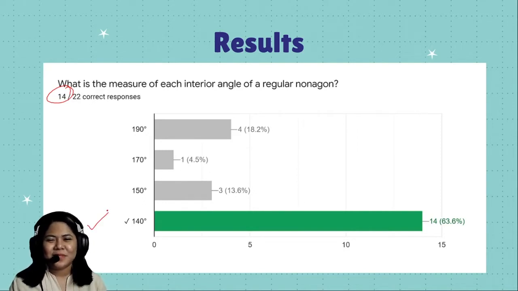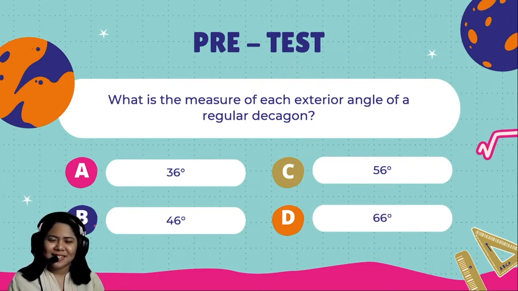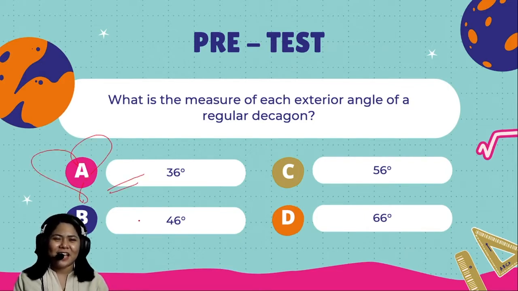Sige. Good job. Next. Second question. What is the measure of each exterior angle of a regular decagon? A, 36 degrees. B, 46 degrees. C, 56 degrees. Or letter D, 66 degrees. Paki-type na po ang inyong mga sagot sa ating comment section. Okay. So, ano nga bang tamang sagot? If you answered letter A, you got it correctly. So, the exterior angle of a regular decagon is 36 degrees each.